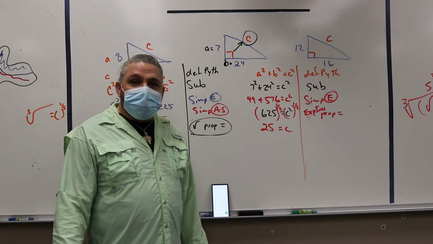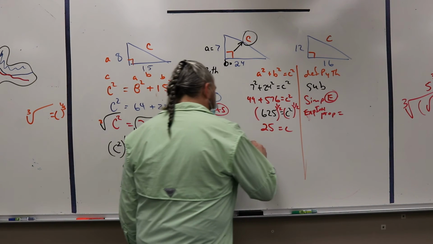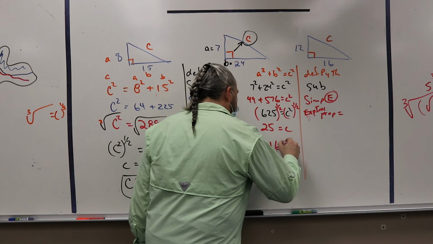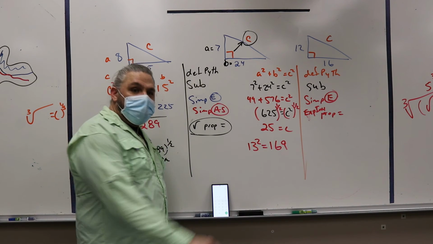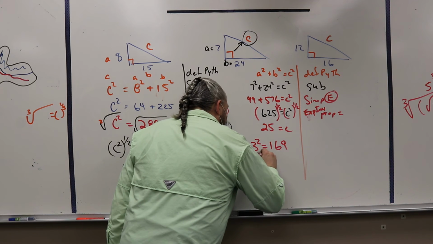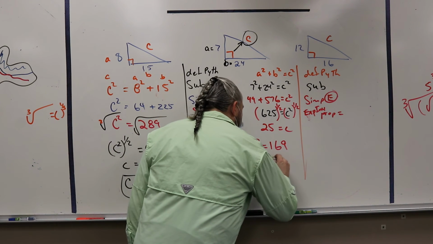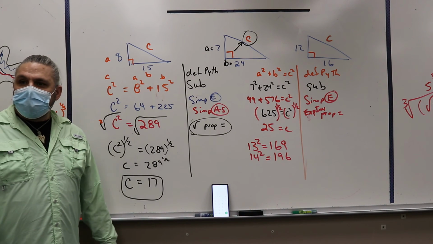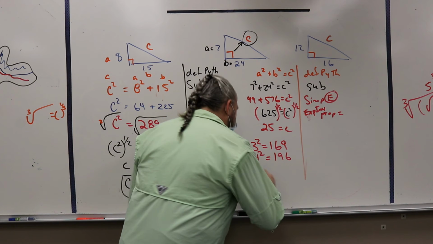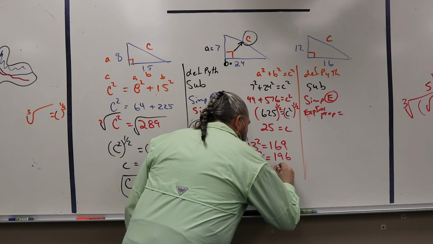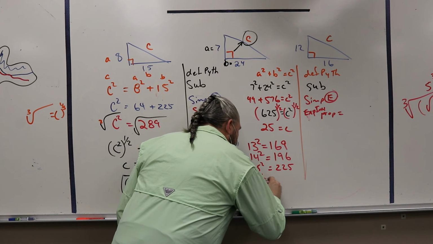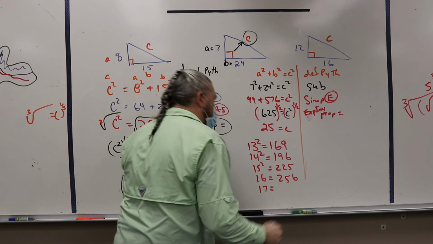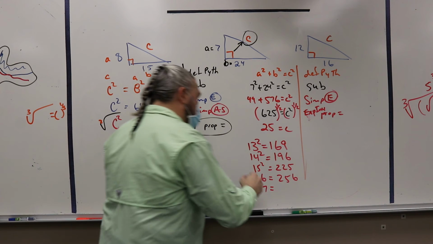But what about 13? Is that like 150 some? 13 squared. 156. 169. Oh, I was wrong. These are my favorite, 13 and 14. 169 and 196. So they're kind of like inverses of each other, right? Okay? And then 15 is 225. 16 is 256. 17, we just learned that one, 289.